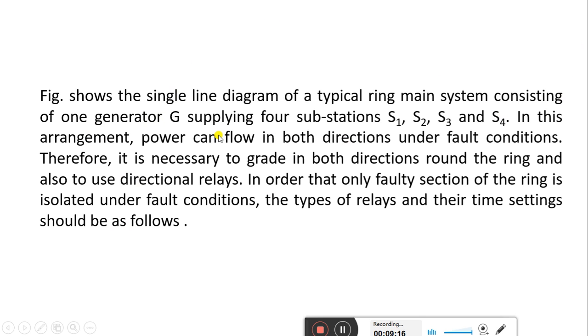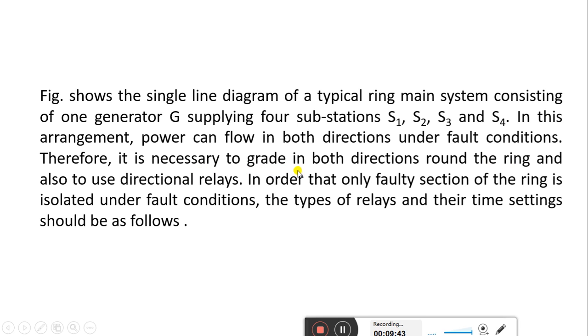In this arrangement, power can flow in both directions under fault condition, as both the lines are connected with G, that is the generating source. So it means the generator can provide power in both directions, and if a fault is there at any place, then the fault current may be fed from both sides.